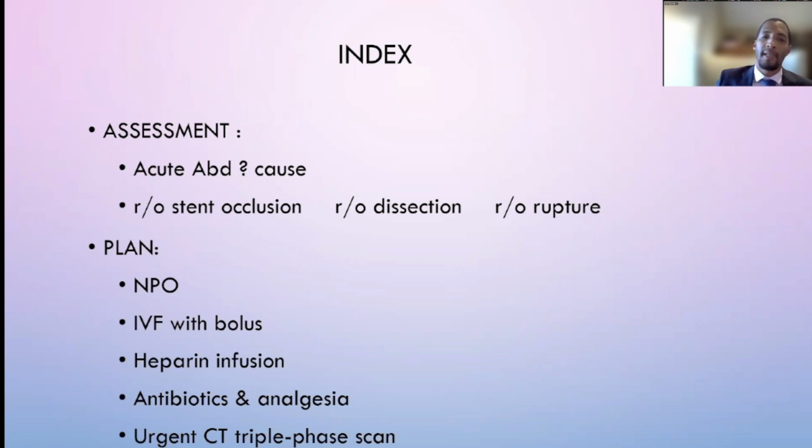We weren't sure if the stent had reoccluded, if there was a dissection that we missed, or maybe even a rupture. She was kept NPO. I started IV fluids and a heparin infusion just in case the stent had been occluded. We started antibiotics, gave her appropriate analgesia, and ordered an urgent CT scan.